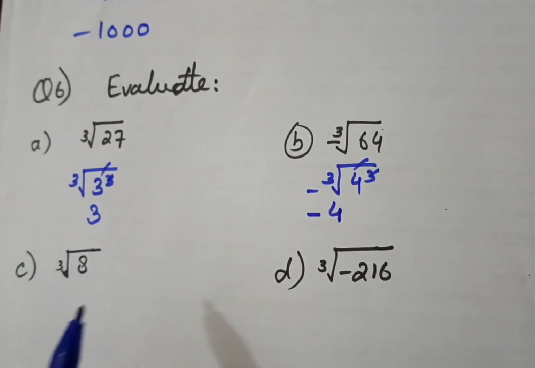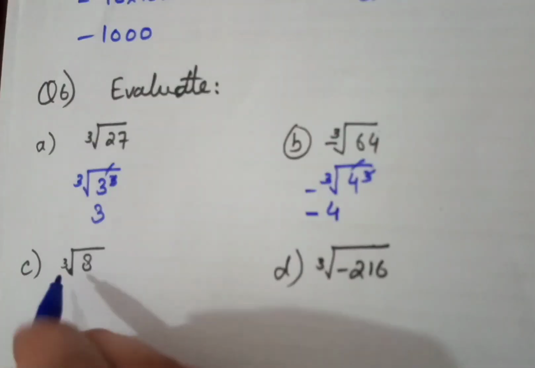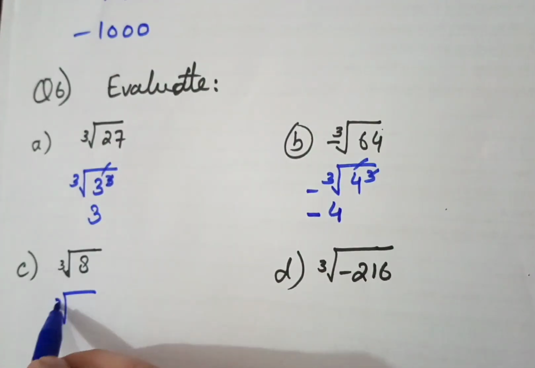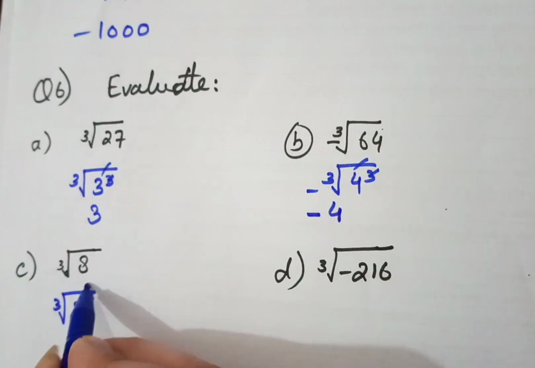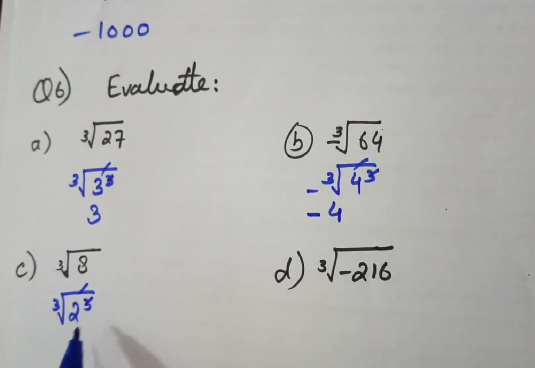Now part C, we have a cube root of 8. So 8 is a perfect cube of 2. This cube root and 3 cube power undo each other, and we get the answer 2.